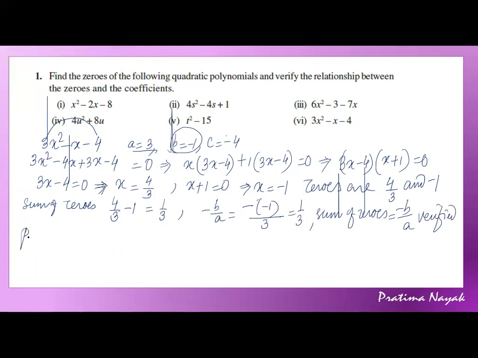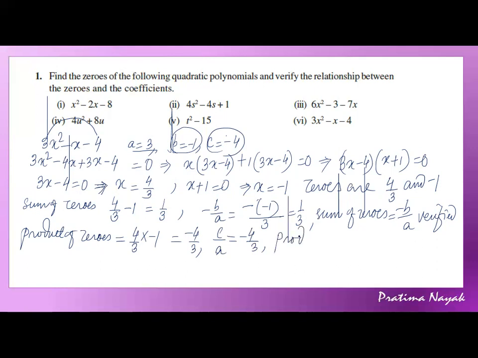Come to product. Product of zeros is equal to 4 by 3 into minus 1. That will be minus 4 by 3. Go for c by a. What is c? C is minus 4 by 3. So product of zeros, write vertically, one below the other, not on the side. Product of zeros is equal to c by a, verified.